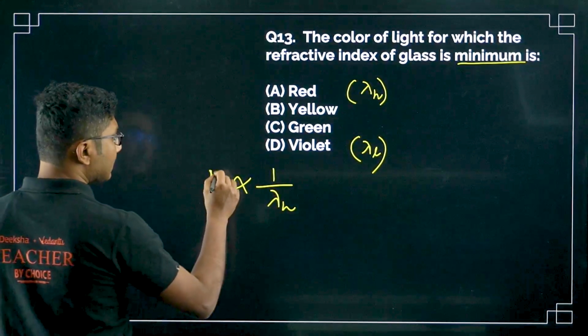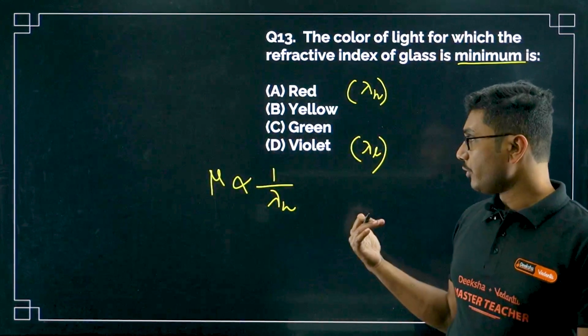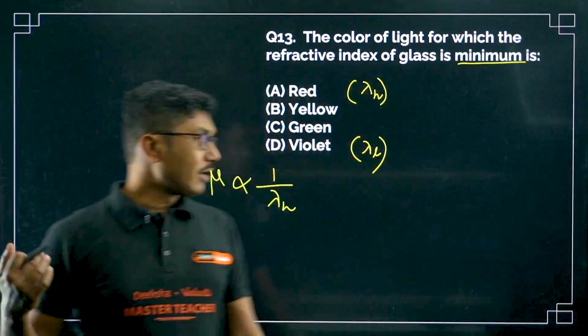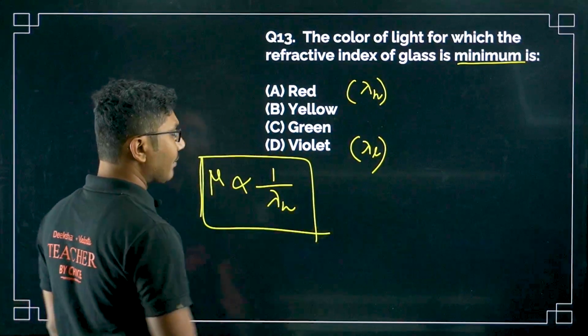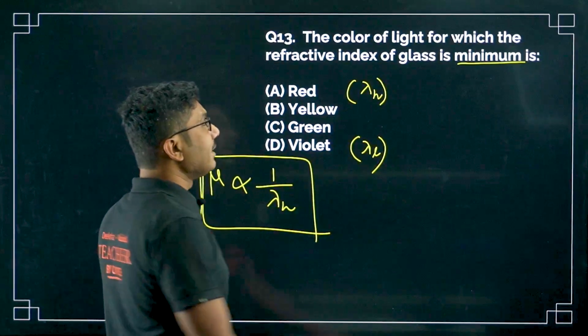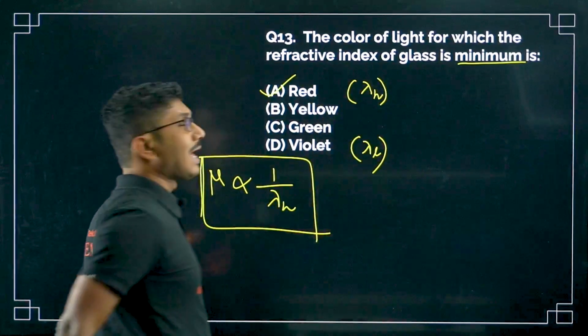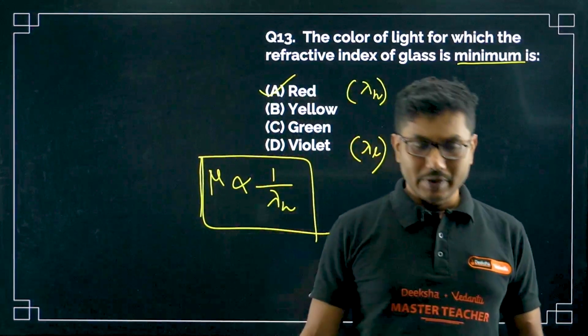In higher classes maybe we will use only n. If you are using mu, that is also fine, but you have to remember that refractive index is inversely proportional to wavelength. So higher the wavelength, lower is the refractive index, and as you can see, red will have the minimum refractive index because it has the highest wavelength.